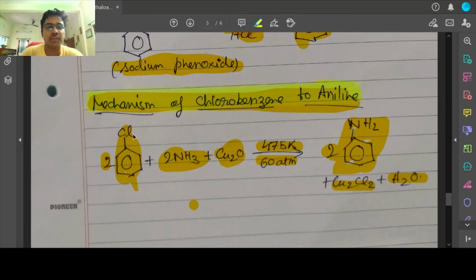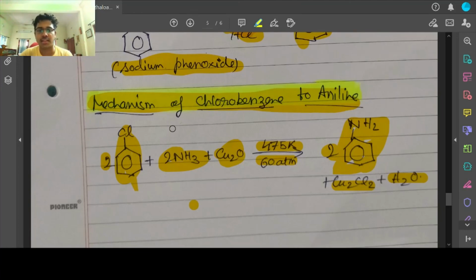So 2 moles of chlorobenzene plus 2 NH3, with Cu2O as the catalyst, in presence of 475 Kelvin temperature and 60 atm pressure, gives 2 moles of aniline, Cu2Cl2 and HCl, okay. So chlorobenzene to aniline we have converted, okay. Just go through this once.